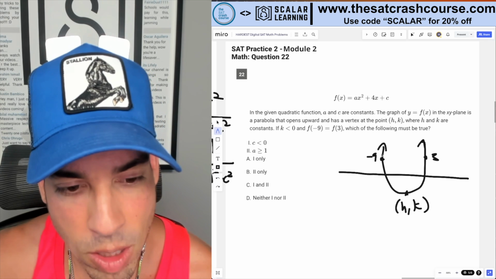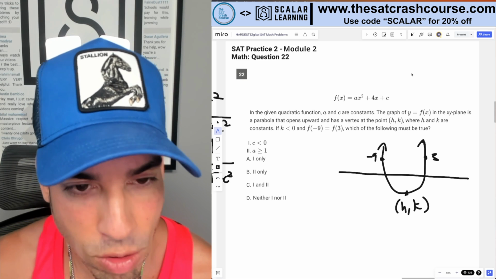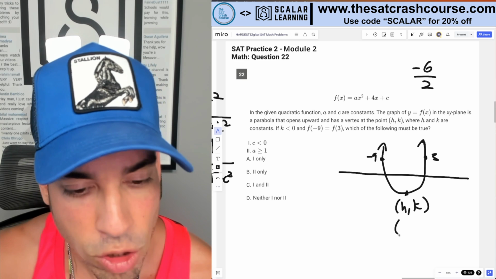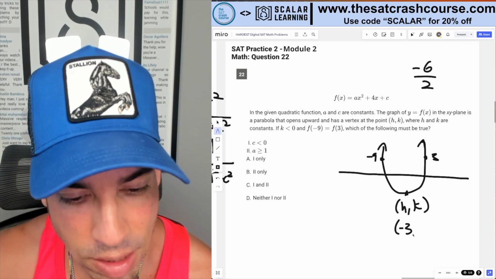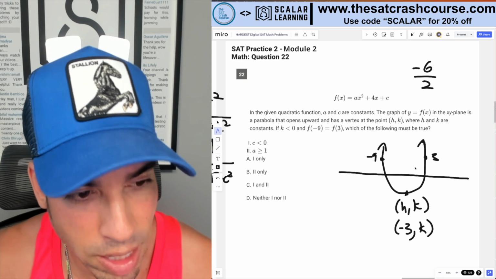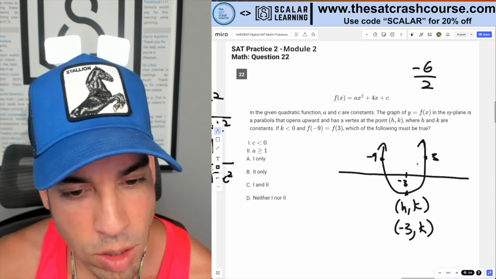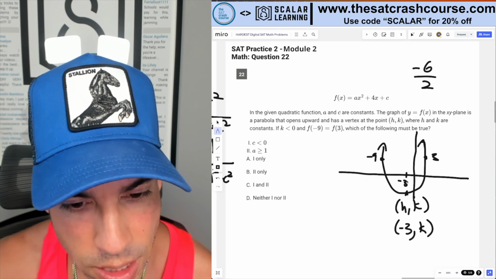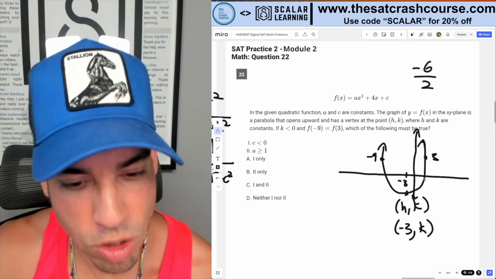So what's in the middle, aka what's the average of negative 9 and 3? Negative 9 plus 3 is negative 6, divided by 2 is negative 3. So that means my vertex is at negative 3, comma, k, where again, k is negative. Okay, now we know all this. We also know that our y-axis is somewhere here, right, between negative 3 and 3. Now we can start to figure this out.